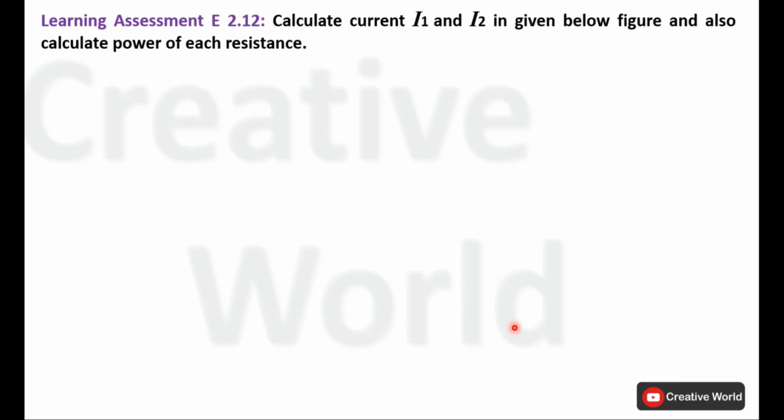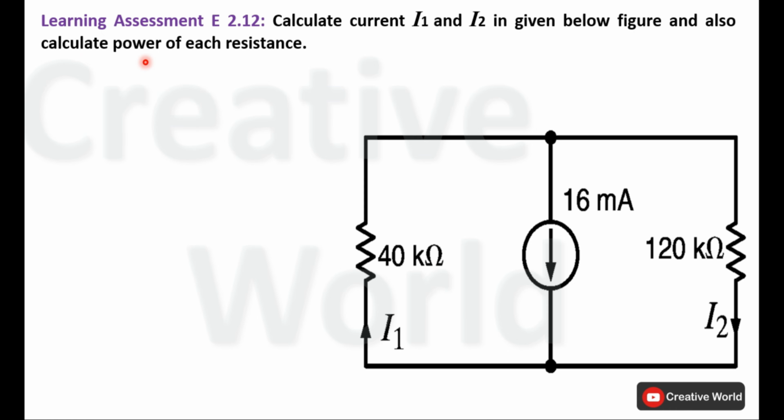Learning Assessment E2.12. Calculate current I1 and I2 in the figure given below and also calculate the power of each resistance. This is the circuit diagram of the given problem. We have to calculate current I1 and I2 as well as the powers of these two resistive elements.